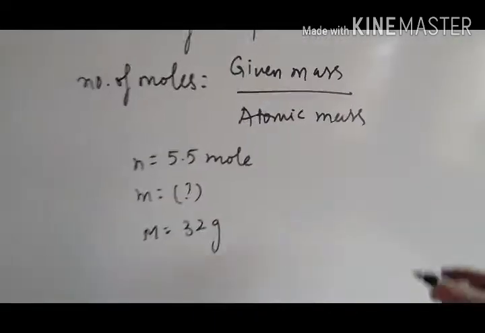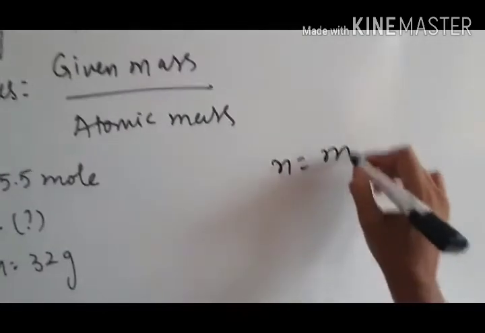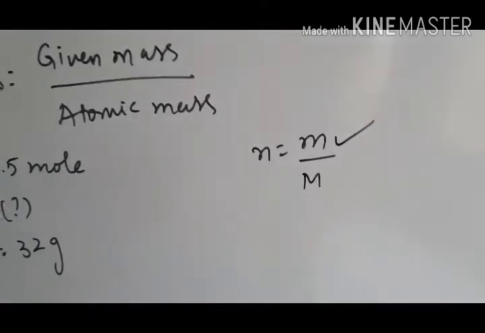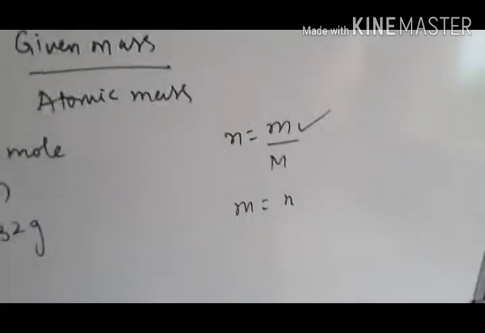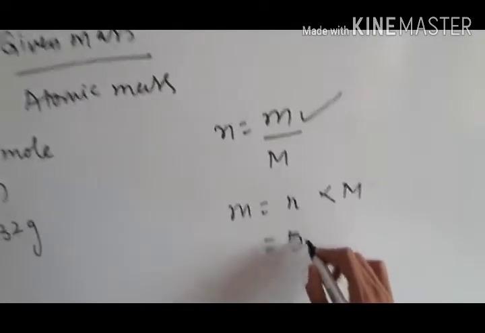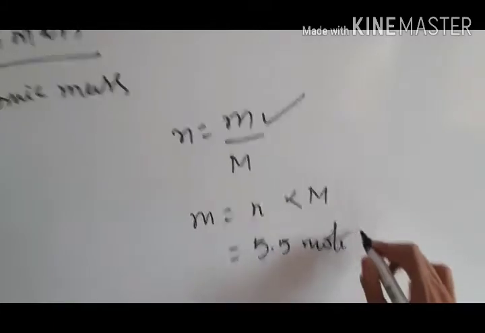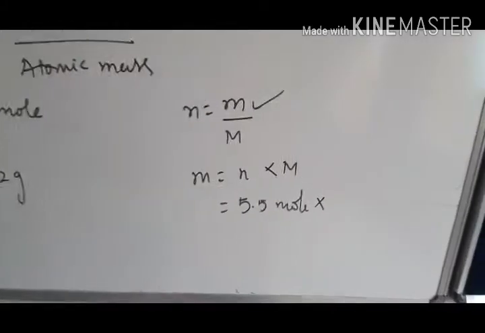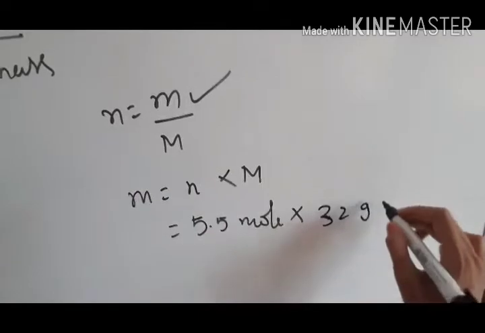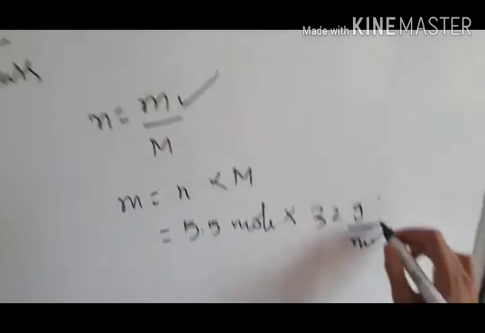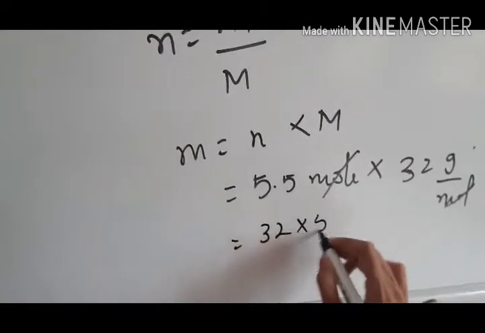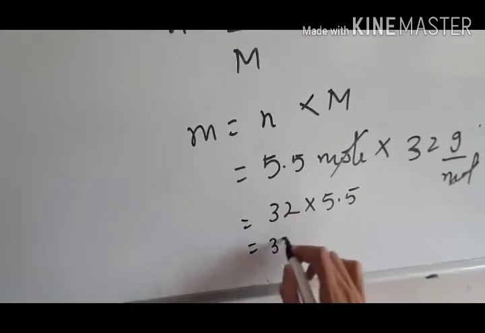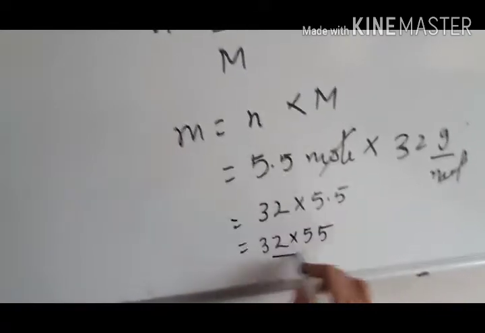So children, we have the relation n is equal to M upon M. We have to find out the given mass. So M is equal to number of moles of sulfur into atomic mass of sulfur. Number of moles of sulfur is 5.5 mole, and the gram atomic mass is 32 gram per mole. So the mole cancels, and we have 32 into 5.5, that is 32 into 55 upon 10.